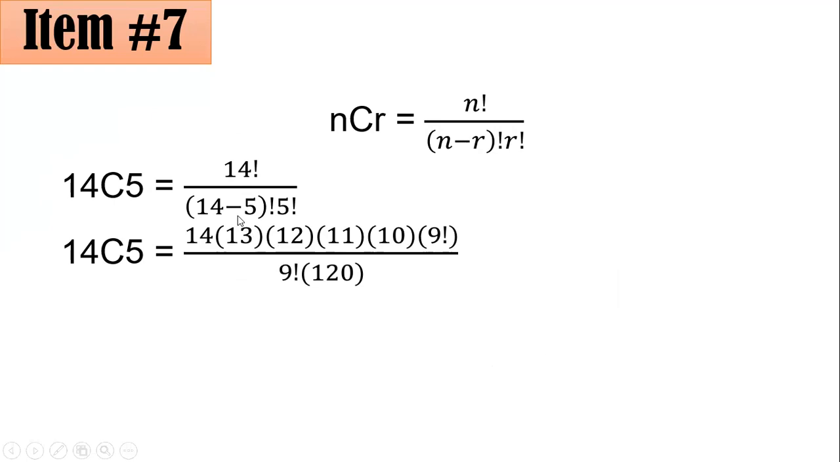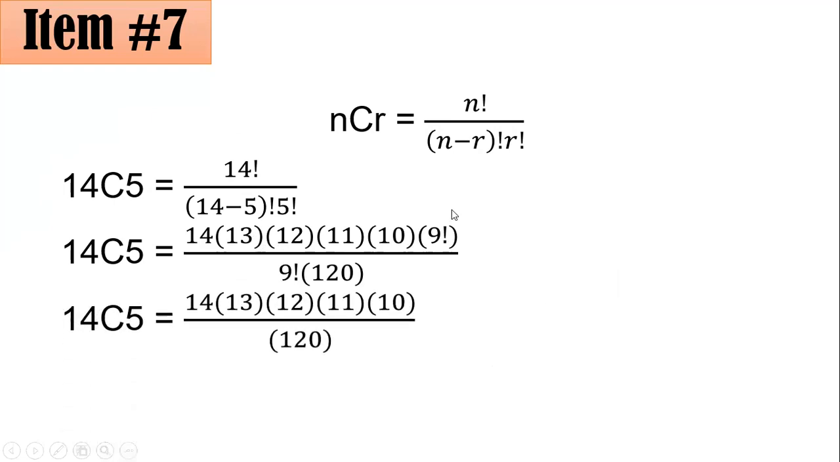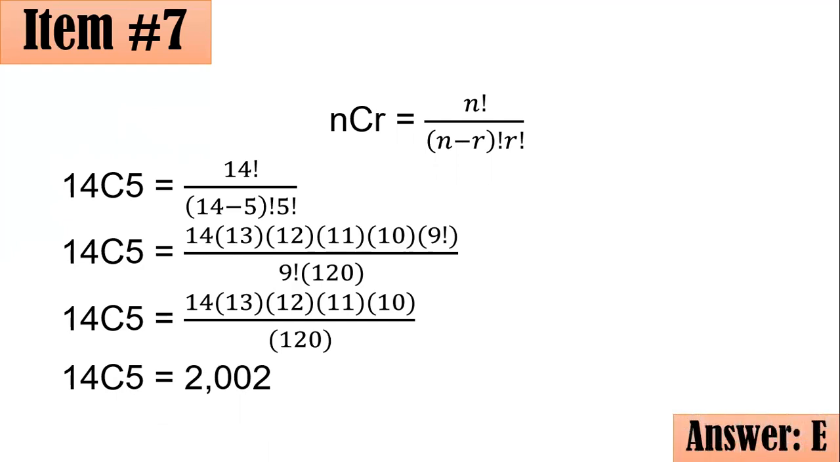The 14 minus 5 factorial, it's 9 factorial. 5 factorial means 5 times 4 times 3 times 2 times 1, which is 120. And we could divide both by 9 factorial. And you will be left with the product of 14, 13, 12, 11, and 10 divided by 120. And hence, the correct answer here is 2002. It's not one of the choices. That's why the correct answer is letter E.